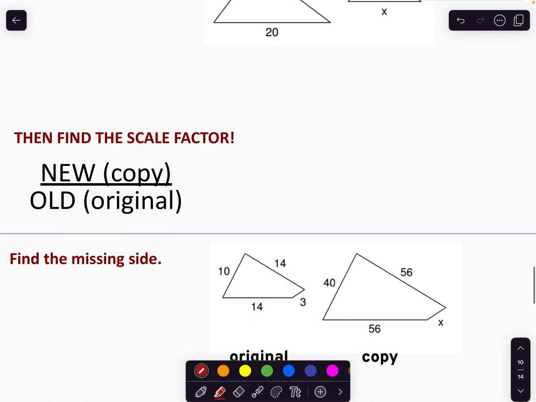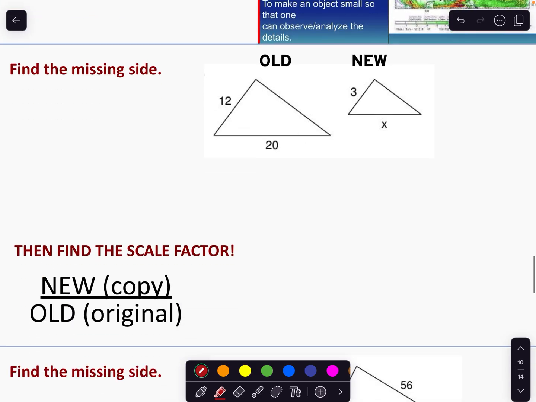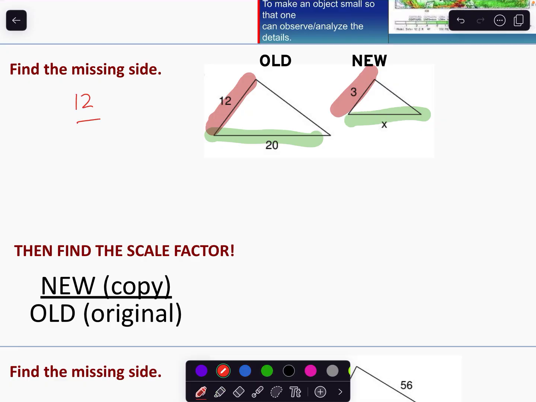So let's go down here. Let's try a couple practices. We're finding the missing side, and then we're finding the scale factor. Let's start by finding the missing side. I need to compare 2 sets of corresponding sides, not congruent sides, corresponding sides. So here we're going to say 12 and 3 would compare, and 20 and x would compare. So I'll do 12 over 3 equals 20 over x.